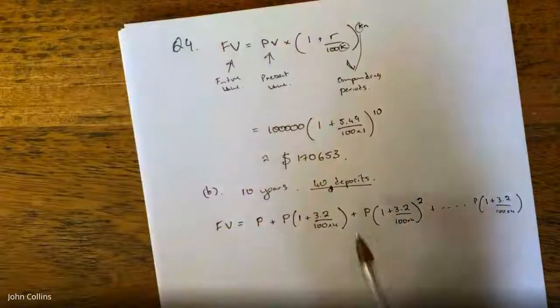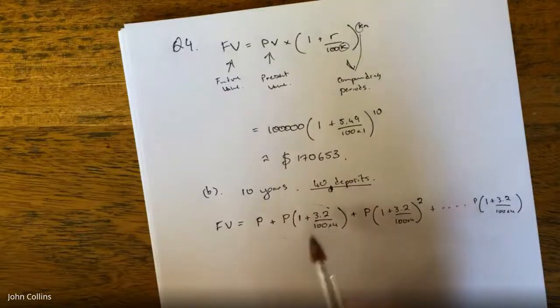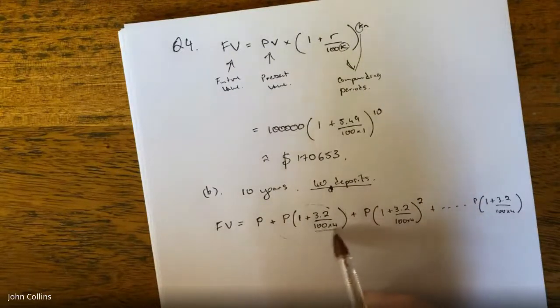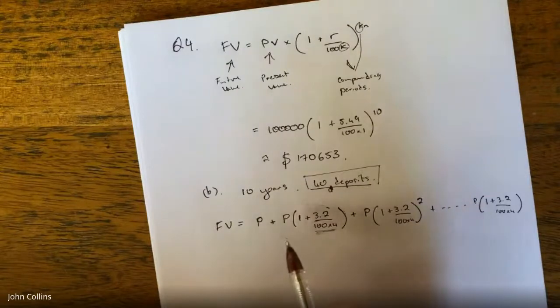This is not, sorry, I said a year. This is the end of the period it's compounding. So you've divided it by 4 here already. So you've taken, you're looking at 40 deposits.